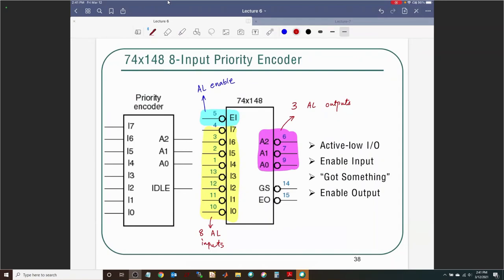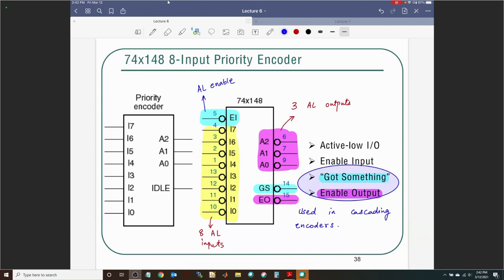And then we also have 2 special outputs. The got something output is similar to the idle output; it's an active low output which is going to tell you if one of these inputs is true or not. So you have 2 of these special ones: got something over there, active low, and enable output, which is also an active low output. And these 2 outputs are essentially used in cascading. So the point that Ryan made earlier was about cascading and building bigger encoders. And you can do that by creatively using these 2 outputs, used in cascading encoders. These 2 guys.